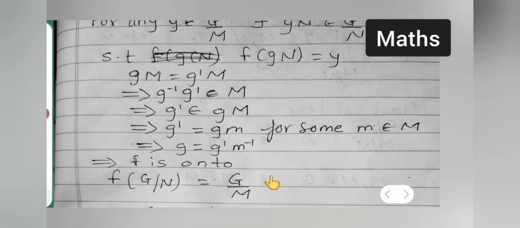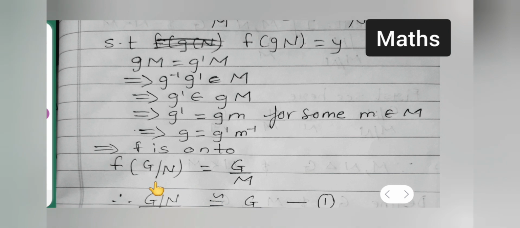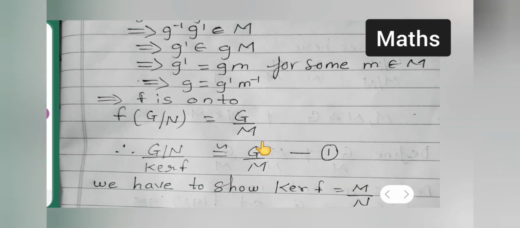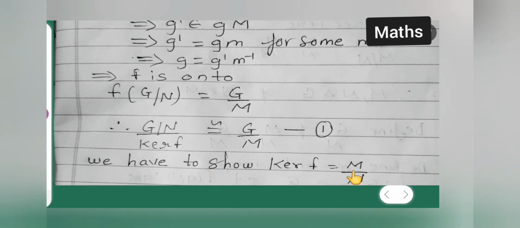Now image of the group is equal to the codomain, that is, f of G upon n is equal to G upon m. So G upon n upon kernel of f is isomorphic to G upon m, and take this as equation 1. So we have to show that kernel of f is equal to m upon n. In place of kernel of f, what we need is m upon n. Now we have to show that.